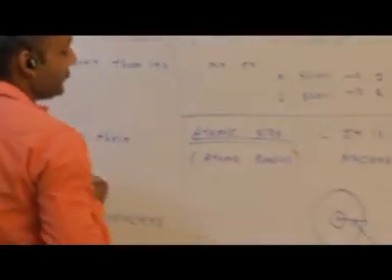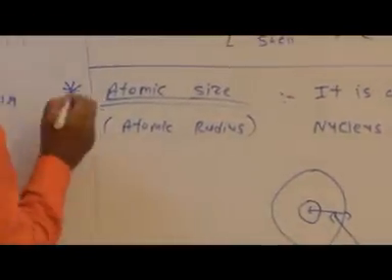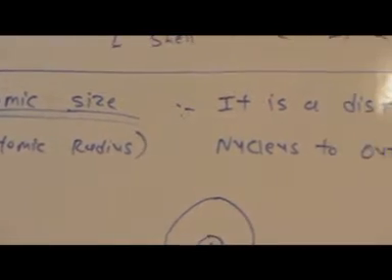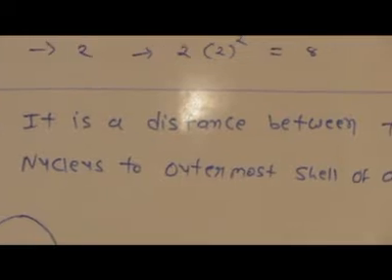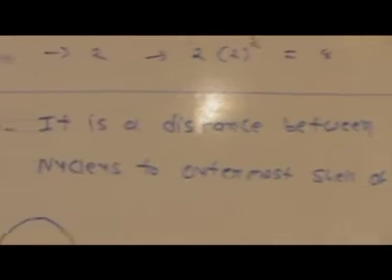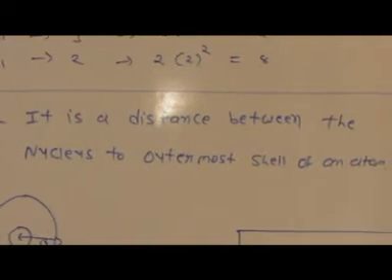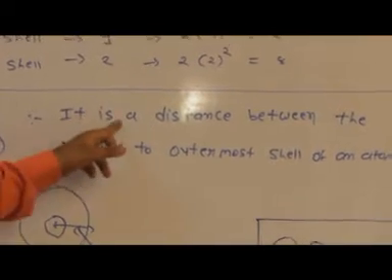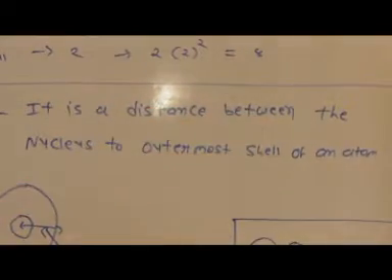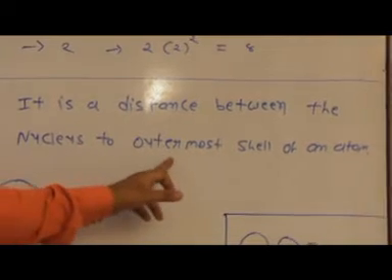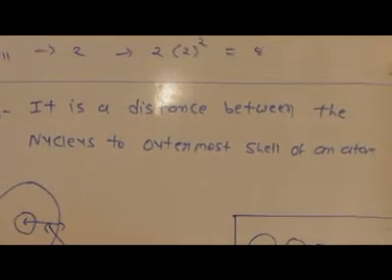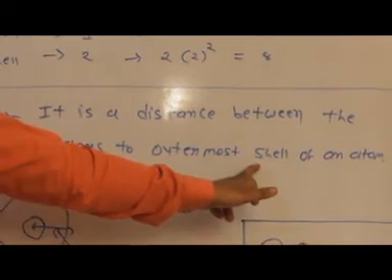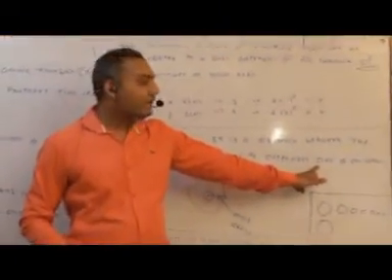Now the most important definition is atomic size, and we also know that the second name is atomic radius. Atomic size and atomic radius have similar meaning. What is the meaning of atomic size? It is the distance between the nucleus and the outermost shell of electrons. Outermost shell means the valence shell. The last shell is also called the valence shell.